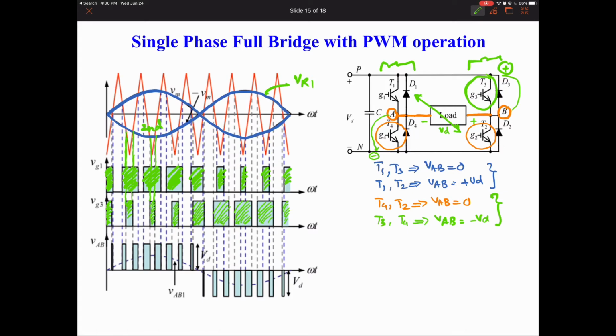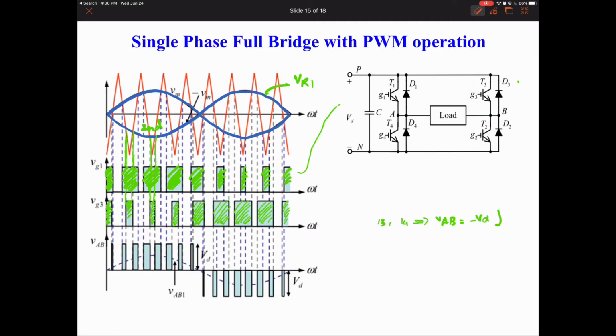Okay, so now how is the output voltage generated? Because when we apply this set of pulses to the switch G1, when it is turned on, the same voltage will be available at point A. Okay, so let me first remove these writings so that we can discuss the output voltage waveform.